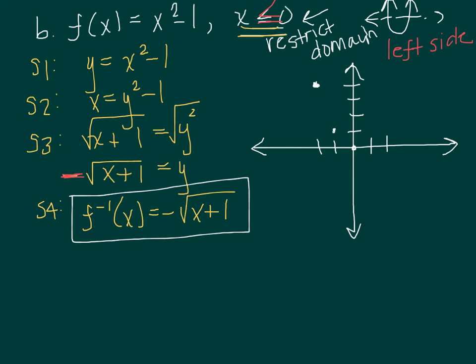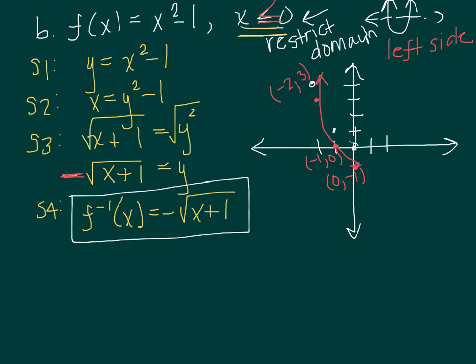And then we're going to move those points down 1. So actually, I'm not going to connect this one because that's my parent graph. So I'm going to move it down 1, down 1, and down 1. So those points would be (0, -1), (-1, 0), and (-2, 3).